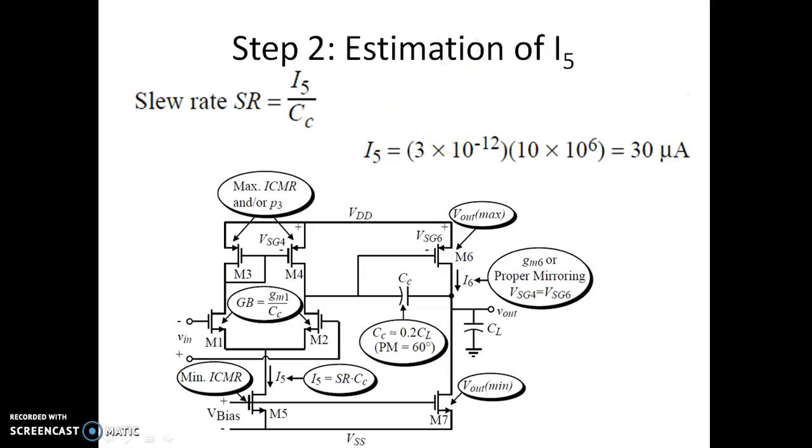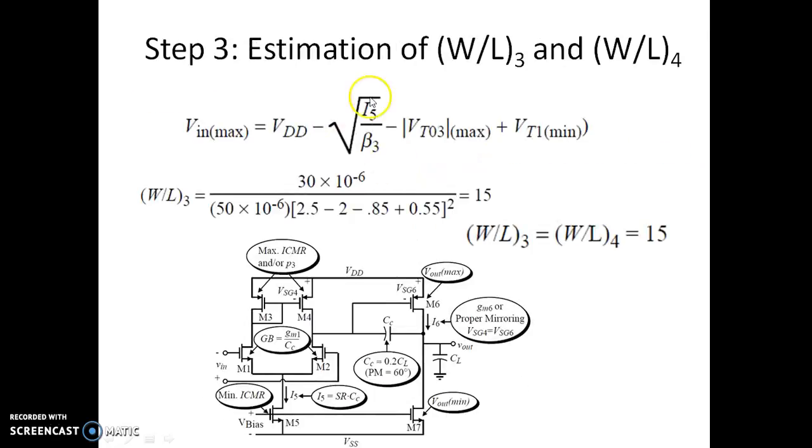Next step is to estimate the value of I5. The estimation of I5 is done using the equation slew rate is equal to I5 by Cc. We know the slew rate and Cc, so we can find I5, which happens to be 30 microampere. Next we are supposed to estimate the W/L of 3 and W/L of 4 using this ICMR max equation. Here we know all the parameters.